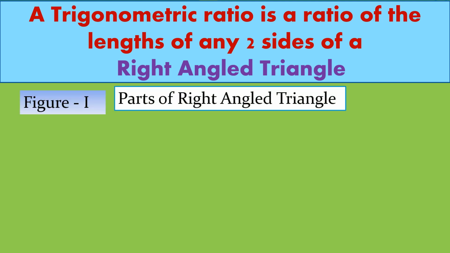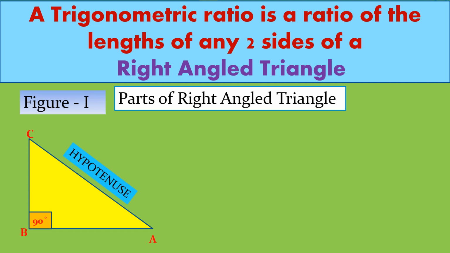Take figure 1. We know that it is a triangle. The name given is ABC. Angle B is 90 degrees. Hence, now ABC is a right angle triangle. The angle B's opposite side is AC. It is always called the hypotenuse. And AB and BC have no names yet.